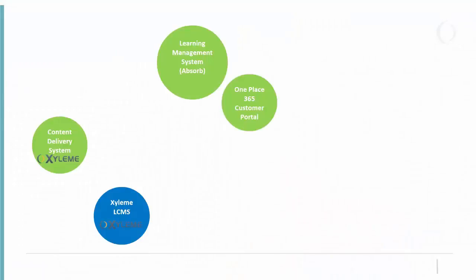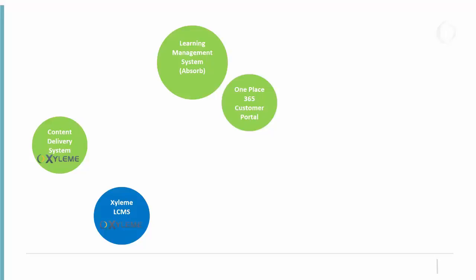Going back to the bubble diagram I showed you earlier, I've highlighted here what I consider to be the 4 primary touch points of our learning ecosystem, which would be Xyleme LCMS, then the content delivery system, as well as our learning management system and Absorb.